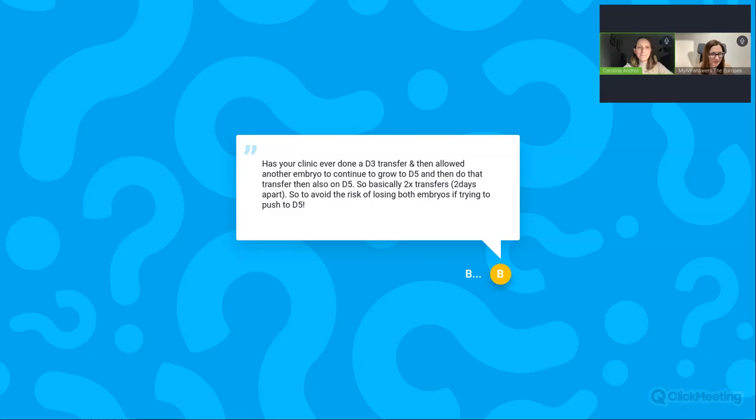Okay, thank you. Belinda has another question here. Has your clinic ever done a day 3 embryo transfer, and then allowed another embryo to continue to grow to day 5 and done that transfer also on day 5? So basically, 2 transfers 2 days apart, to avoid the risk of losing both embryos if trying to push to day 5.